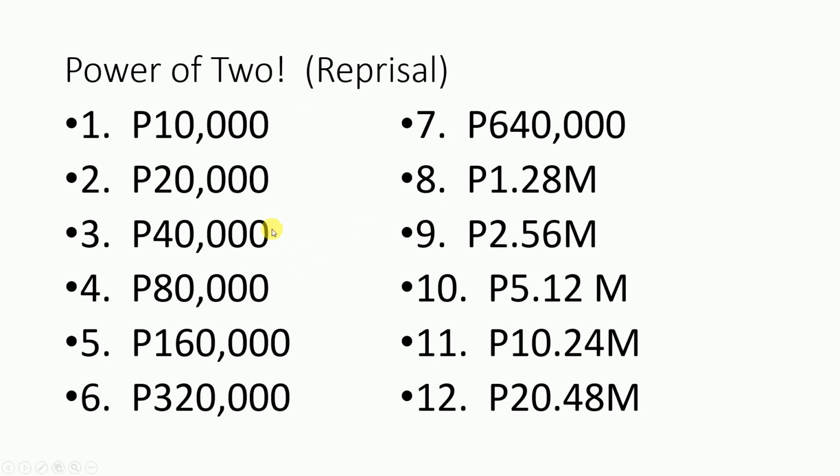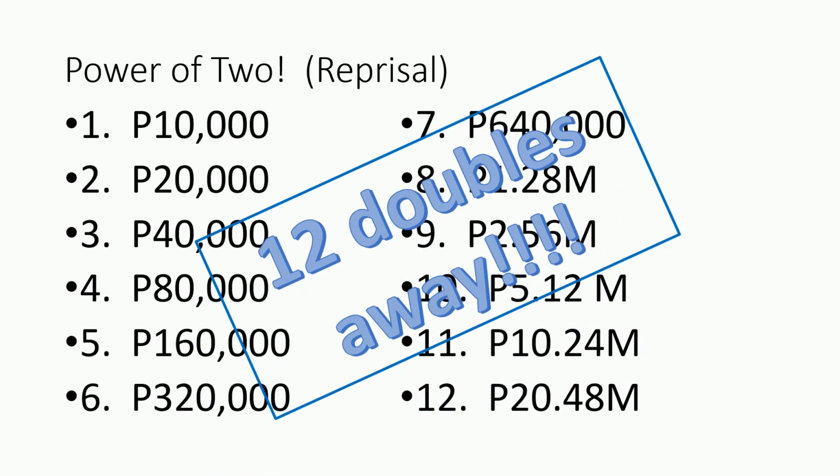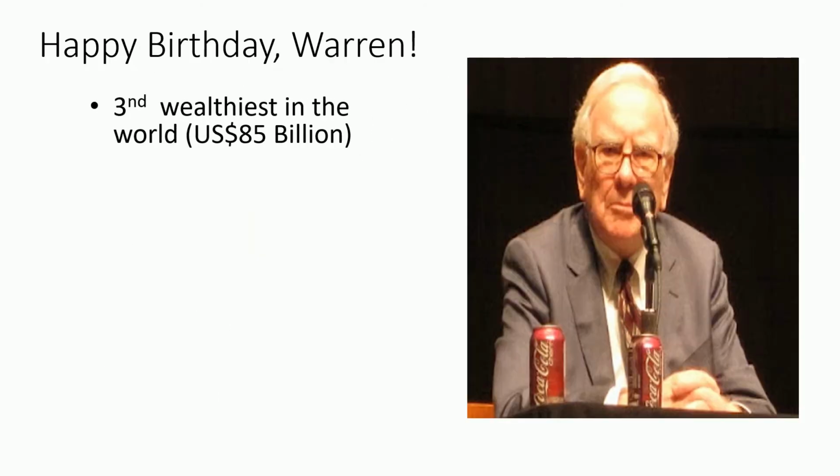Okay, so if you are somewhere in 40,000 or 80,000 right now, how many doubles are you away from 20 million? So that's about 8 doubles. If you're already here, then you're only 3 doubles away from 20 million, right? Or maybe you can raise your stakes now to 40 million or even 60 million. So the idea is that if you have 10,000 right now, don't worry, you're just 12 doubles away from being rich, right? So the most important thing is your compound interest.